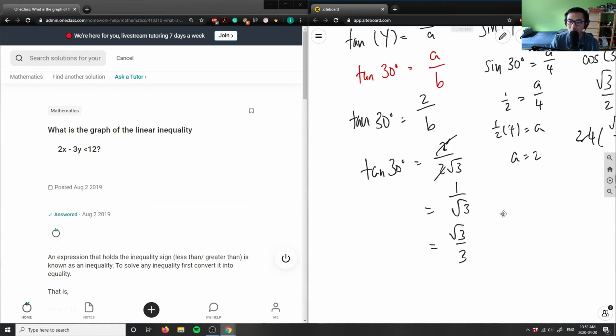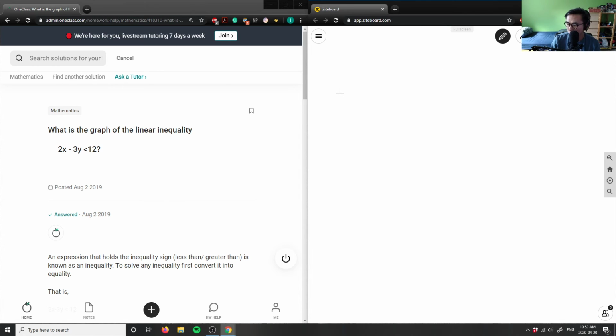Oh, an algebra question. Here is question 10, and we will end off our video with this last question here. So this states, what is the graph of the linear inequality of 2x minus 3y is less than 12? So again, to graph this inequality, I can simply change this to y-intercept form, right? This sign here, I can kind of treat it as equals with an exception.